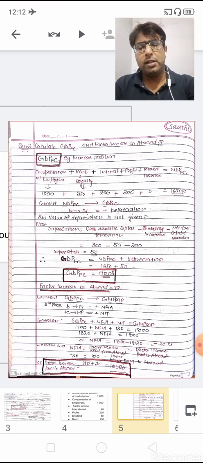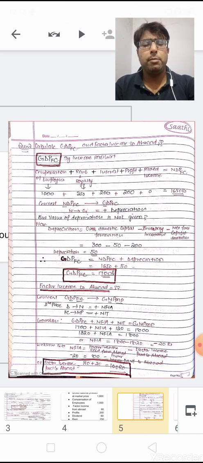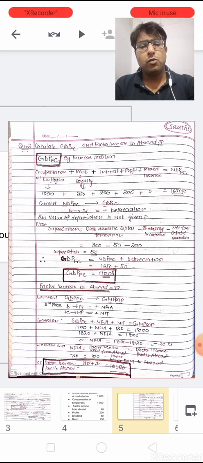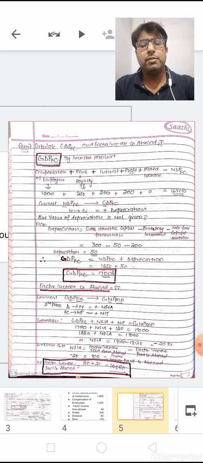So here we can easily find out GDP FC, that is NDP FC plus depreciation. Now 1650 is the value of NDP FC and the depreciation is 50. So GDP FC becomes 700.